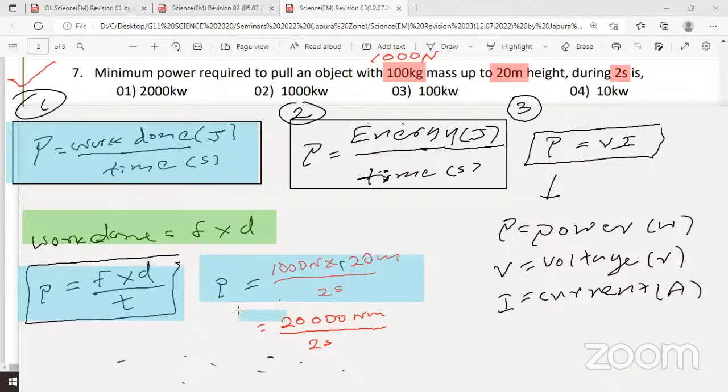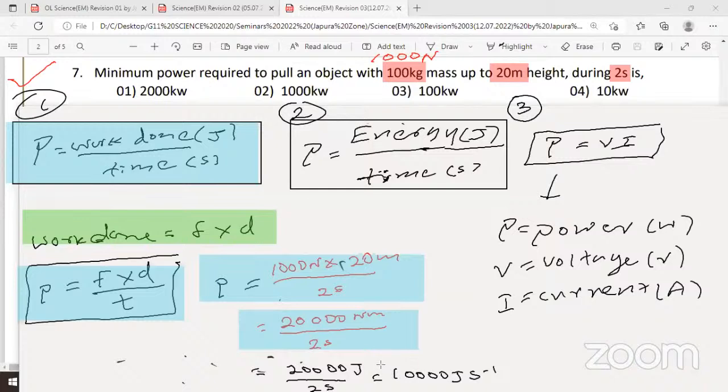So just to simplify this, 20,000 divided by 2. Remember, 20,000 joules. Newton meter is also called joule, divided by 2 seconds. Then you get what? Final answer? 20,000 divided by 2 is 10,000, right? So it is 10,000 joules per second. That is the final answer.